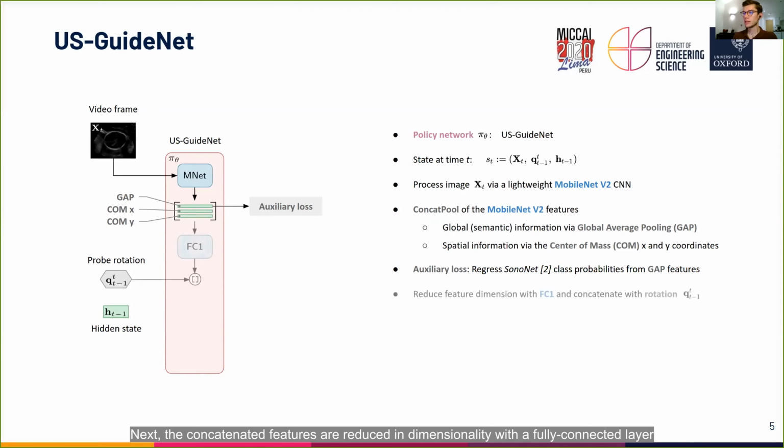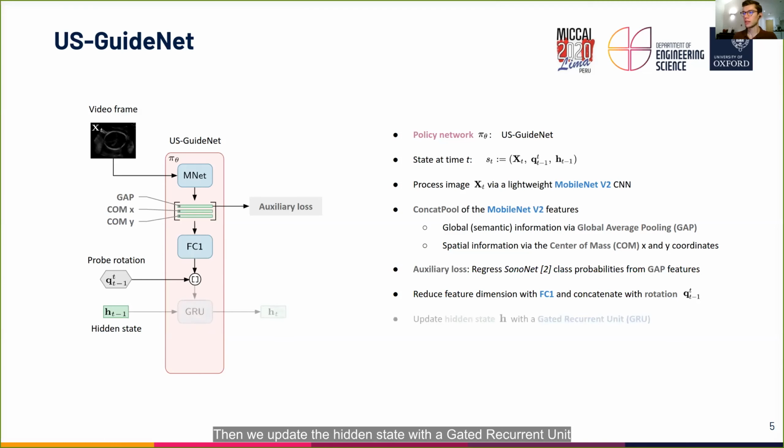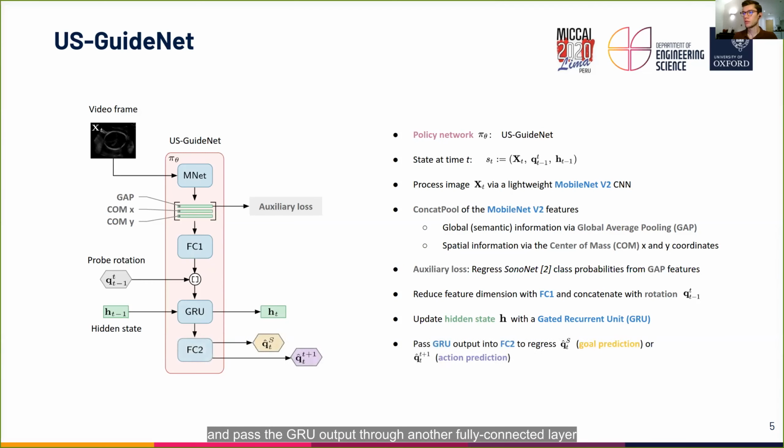Next, the concatenated features are reduced in dimensionality with a fully connected layer and concatenated with the current probe rotation. Then we update the hidden state with a gated recurrent unit, which is a type of recurrent neural network, and pass the GRU output through another fully connected layer that regresses the goal prediction or the action prediction.